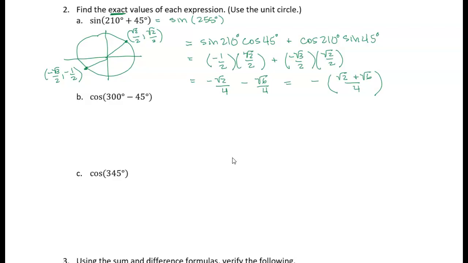All right, so here's another one. It's very similar, only we're doing the cosine of a difference. And again, let's take a look at where these angles are. These are angles that we know.